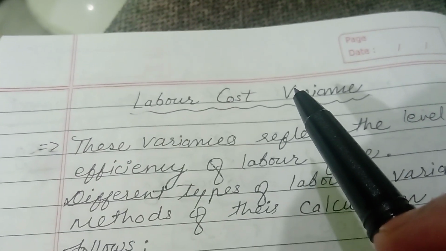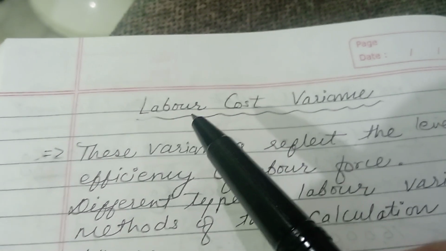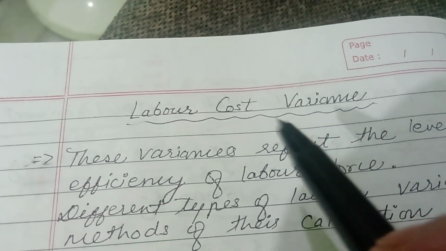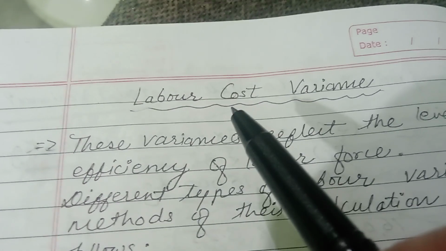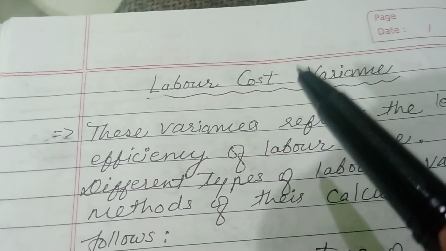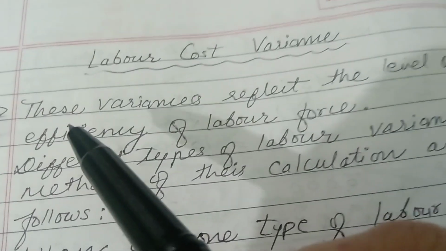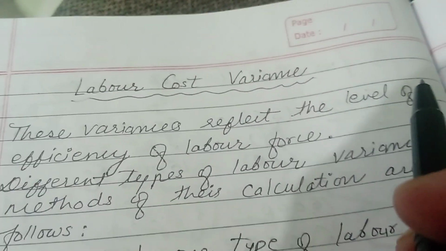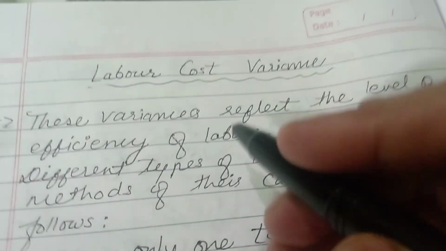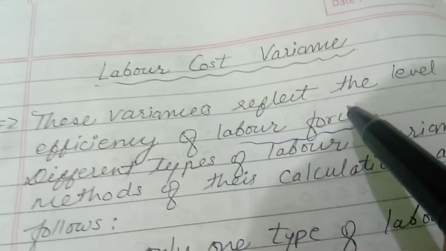If there is any deviation that happened due to the labor, then under labor cost variance we check the deviations related with the labor, related to their wages, their time or their rate, etc. These variances reflect the level of efficiency of the labor force. Labor force is directly linked with labor related matters.